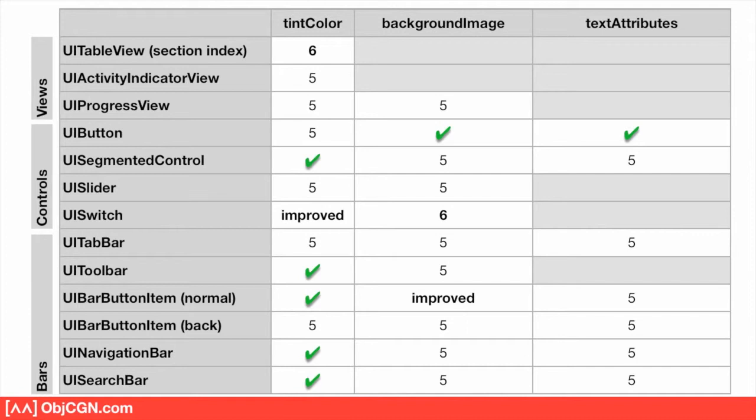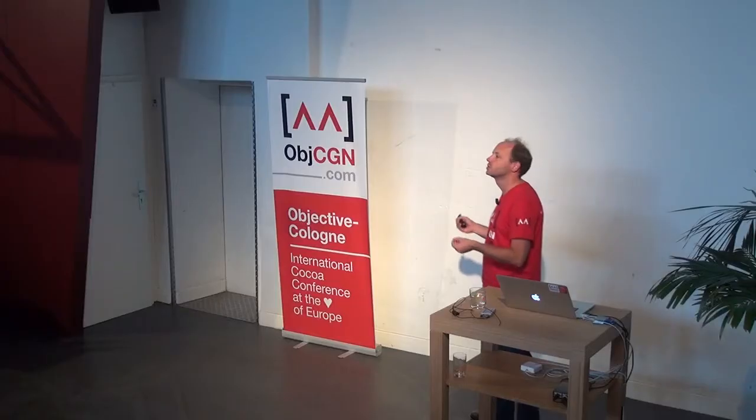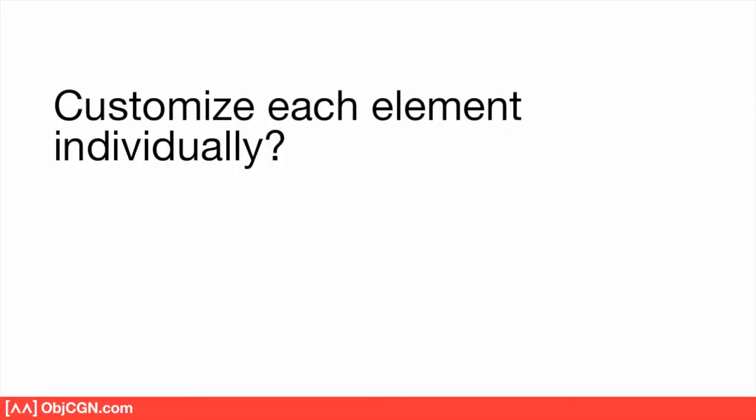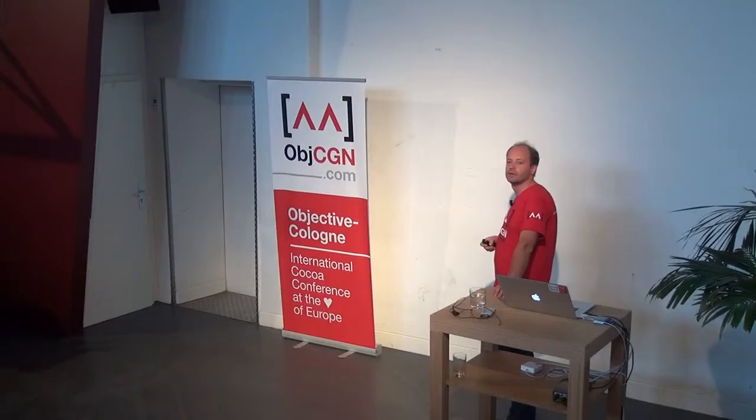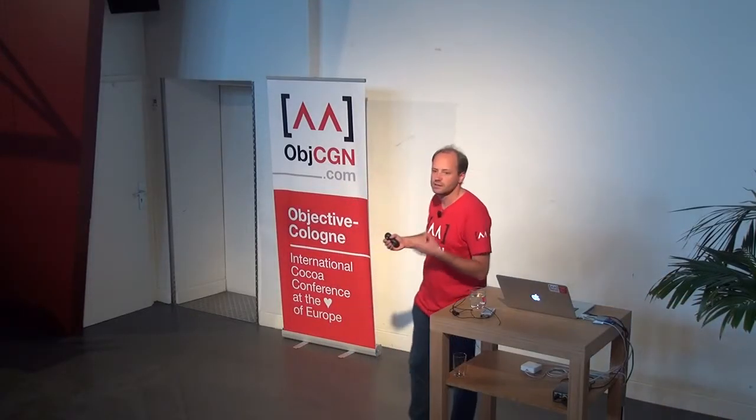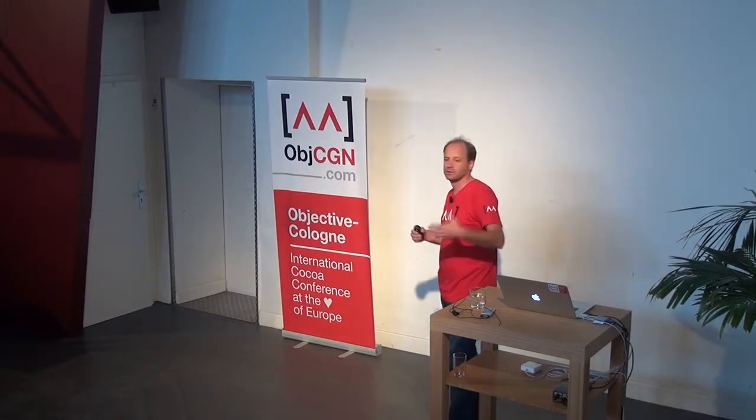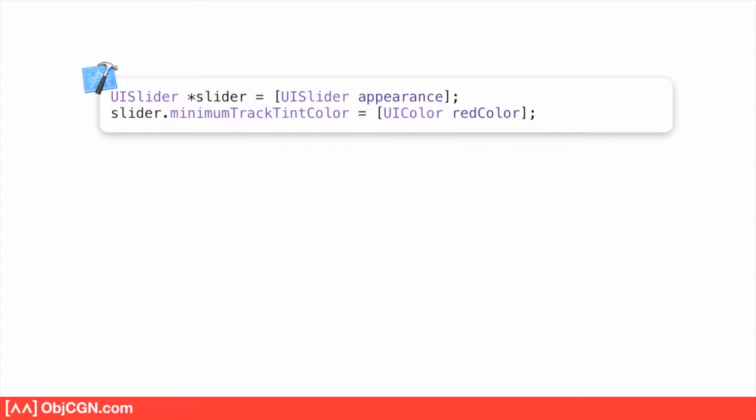Talking about when you want to customize the appearance of your app, of course there are many, many controls. And it would not be a very easy solution to customize each control separately. So what happened for that is basically called appearance proxy. And that looks like this basically. You get an appearance proxy for each view class. Let's say you want to customize all your sliders in the app, and you basically get the proxy for the slider and say, okay, I want to customize the minimum track color or any other property for the customization.